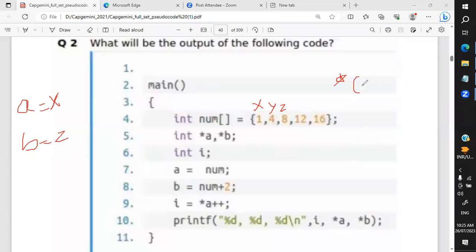If you want to write num of 2, you should write star of num plus 2. This is what we have to write, but we are not writing this. We are simply writing num plus 2. Num is the address, add 2 to that. That's what it means. Okay.